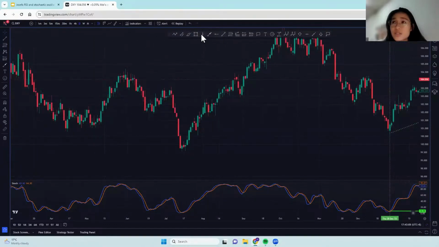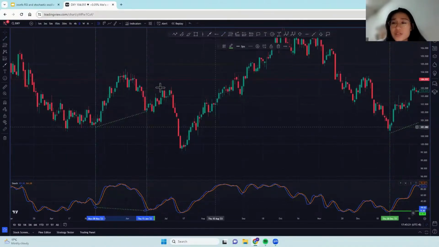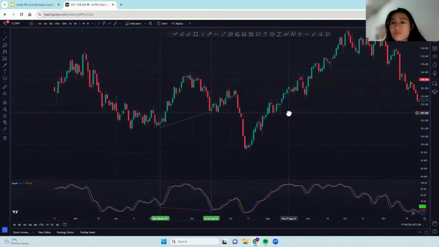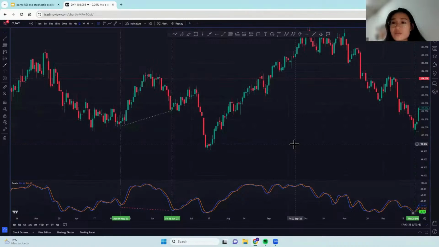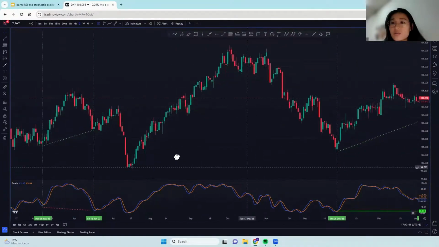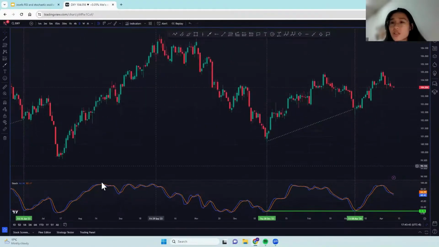Another example over here. Price making a higher low, sorry. And here price is making a lower low. Okay, so this is a bearish divergence. Okay, hidden resistance. Now maybe we take a look at that.